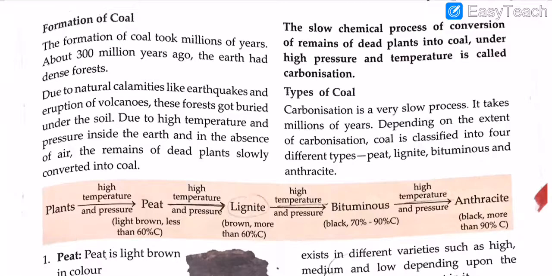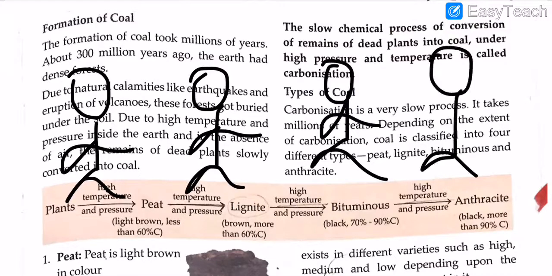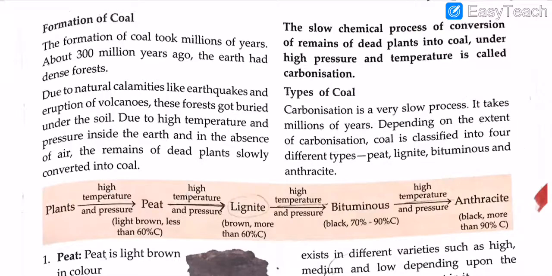So it's almost like we as humans, we first are a toddler, then we become a child, then we become a teenager, and then we become an adult, and then we die. It's almost like this. So coal also has different stages that it goes through to become a proper amorphous form of carbon. That is the last stage, which is the anthracite. So we're going to study all these stages.